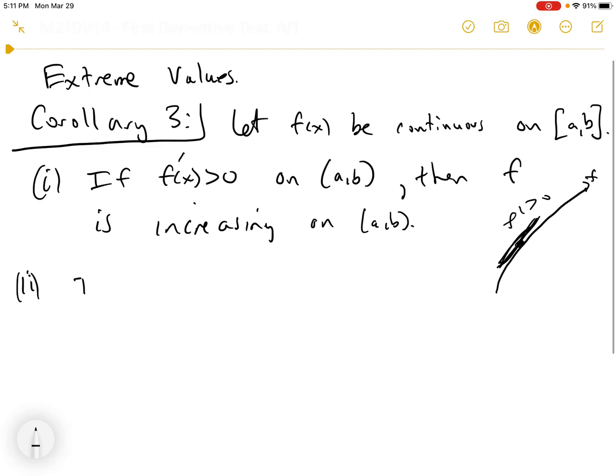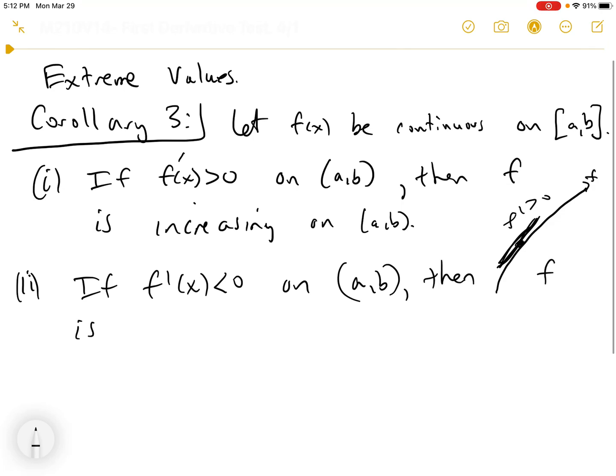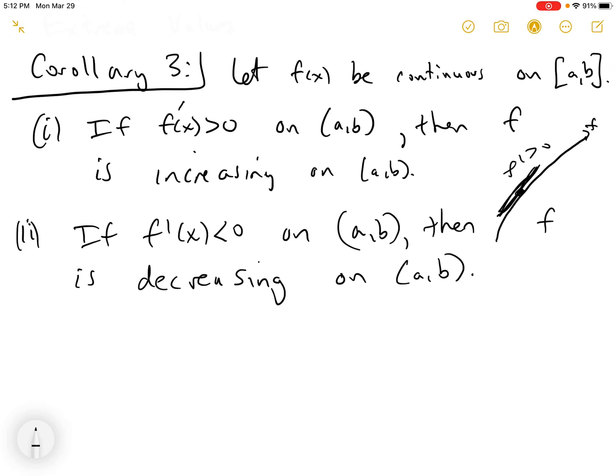Similarly, if the derivative is less than 0 on AB, then f is decreasing on AB. Okay. For the same reason, so if the function f is going down, then any tangent line along there is going to have a negative slope.